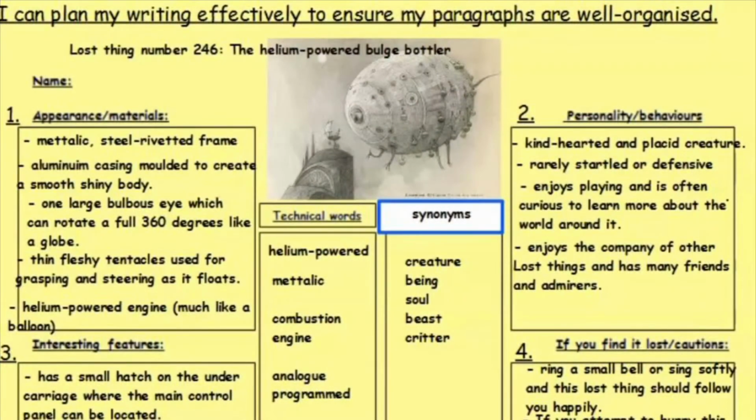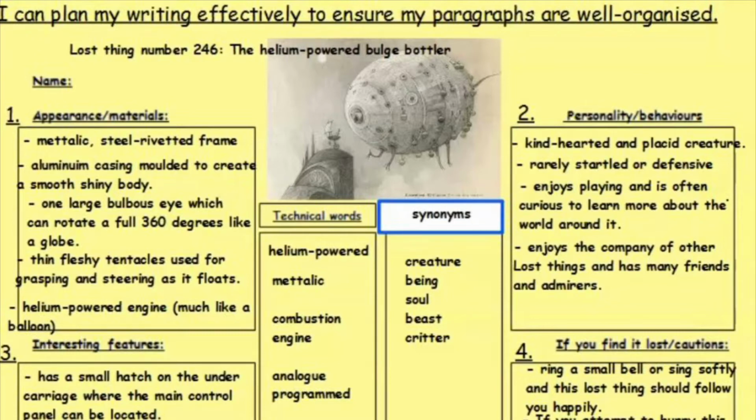You're going to use your excellent planning that you created yesterday to write your own 4-paragraph text to explain all about your lost thing's appearance and materials, personality and behaviours, any unusual features it may have, and finally, what the reader should do if they find it, and how should they handle it.